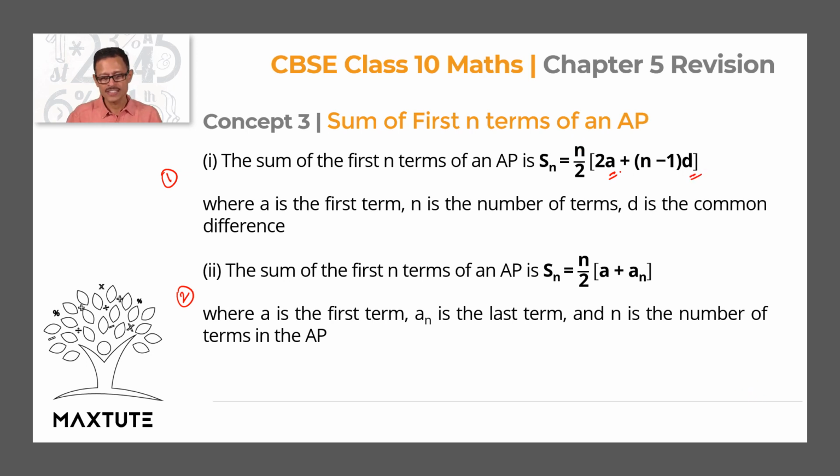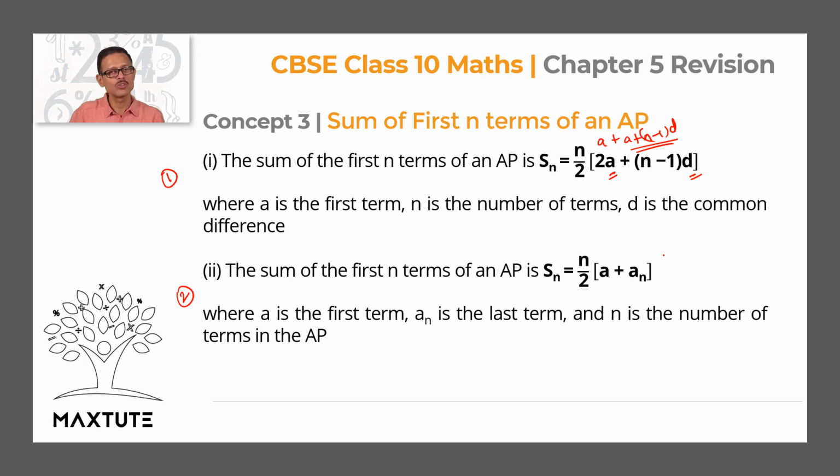Another way of computing it is n by 2 into a plus an. This is nothing but, look at this. This 2a plus n minus 1 into d, I'll write it as a plus a plus n minus 1 into d. This is nothing but an. So it's the same formula written a little differently. So in this case, sum up to n terms is n by 2 into a plus an.